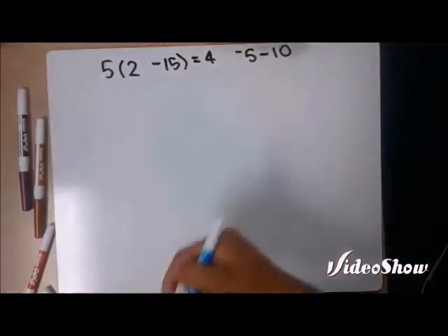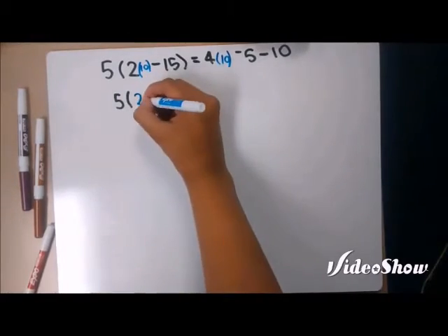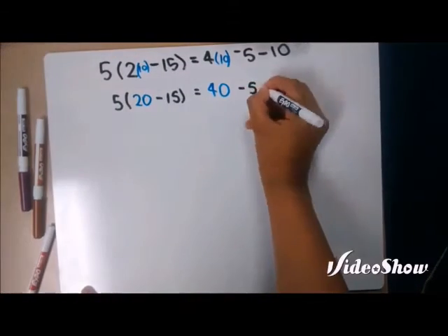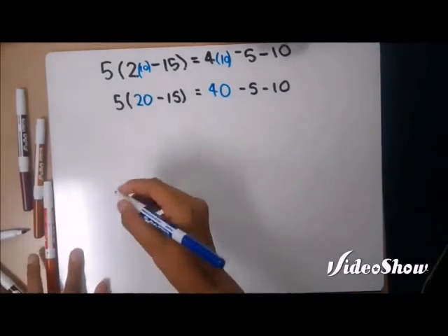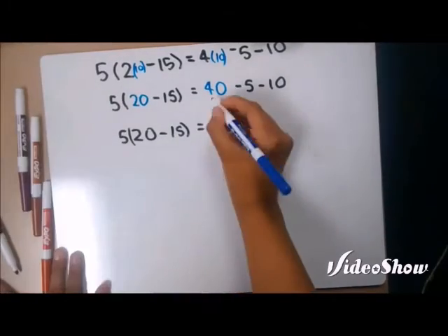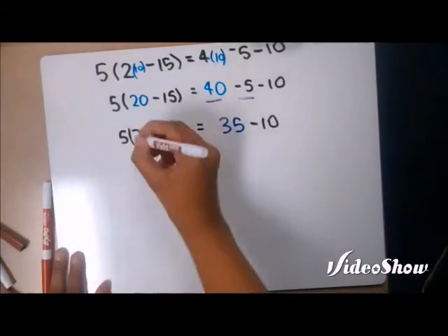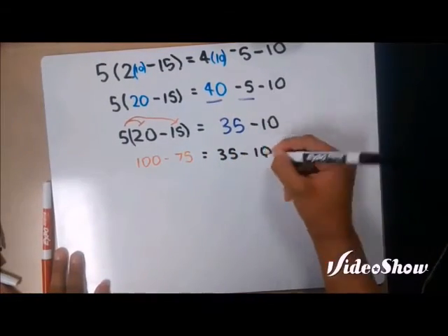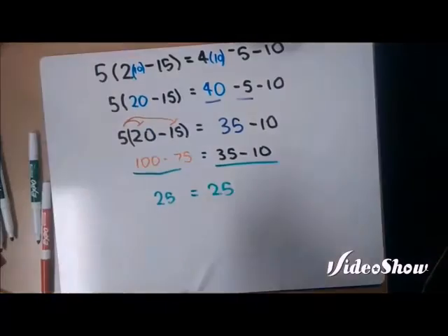Check your answer by plugging in the value of y, which is 10, into where the y is. Solve everything in the parentheses. Combine like terms and watch out for the negative signs. Distribute the 5 to the 20 and negative 15. Combine like terms on both sides. 25 is equal to 25, so this answer is correct.